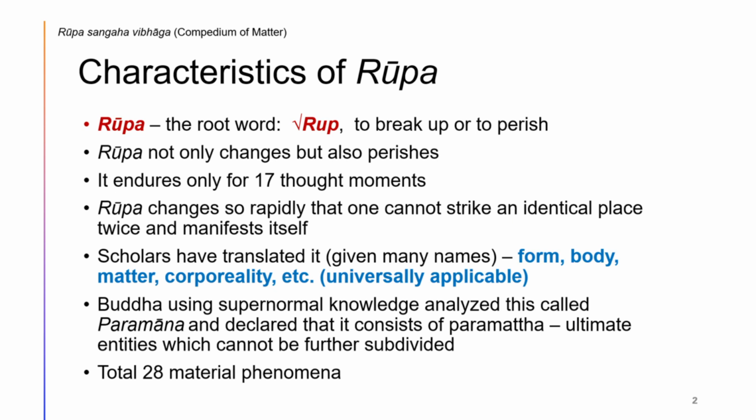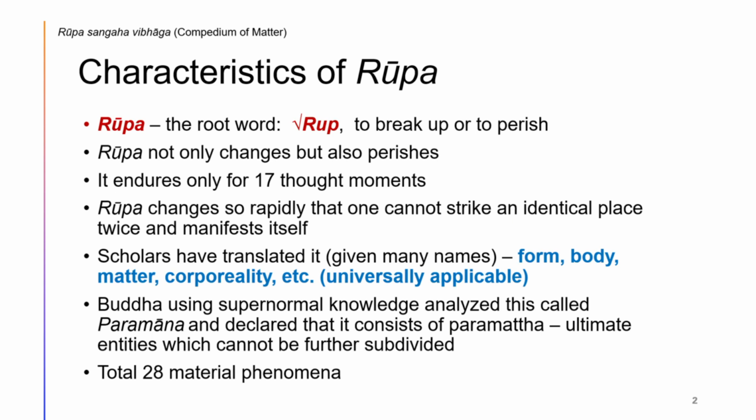Many scholars want to define what the word Rūpa means. In Pali, you can use English conventional language as close as possible. We name it form, body, matter, corporeality, etc. Whatever comes closest to it.